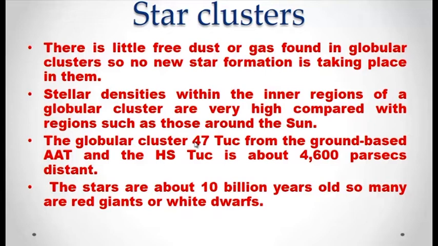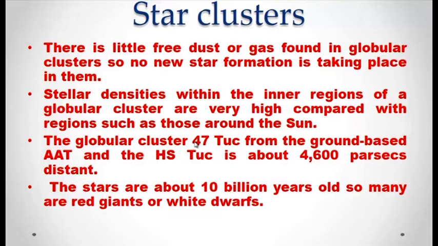Coming to the stellar densities, within the inner regions of a globular cluster they are very high compared with regions such as those around the Sun. For the globular cluster 47 Tuc, observed from a ground based telescope, it is found that this globular cluster is about 4,600 parsecs away from Earth.